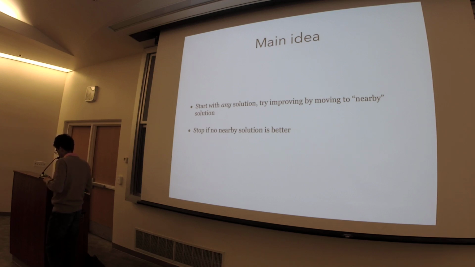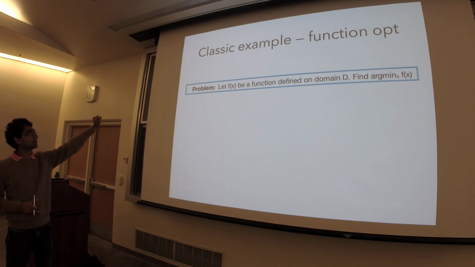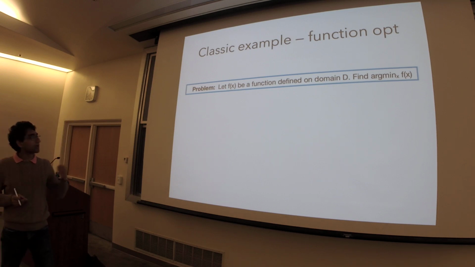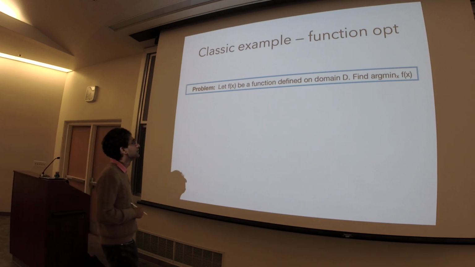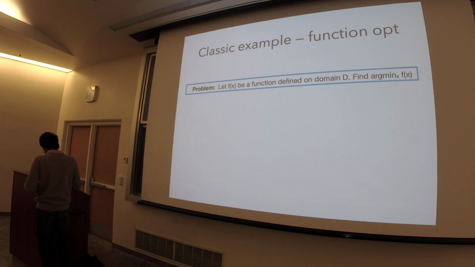Okay, so now let's see a classic example of this. This is where I talk a little bit about gradient descent. Continuous domains are where this paradigm is the most natural. Let's say you have some function f, defined on some domain D.